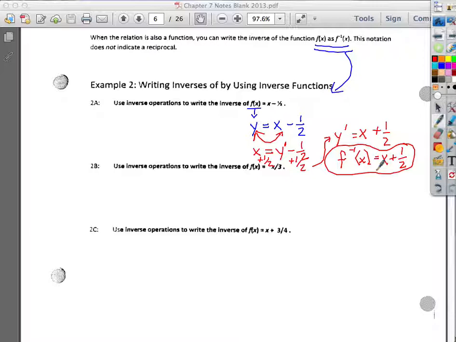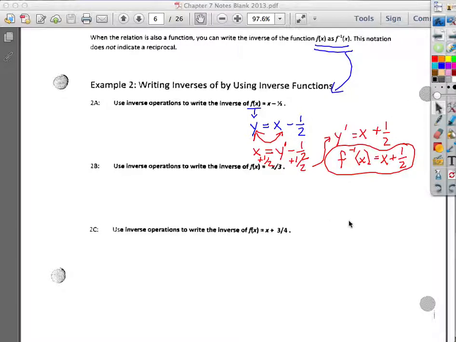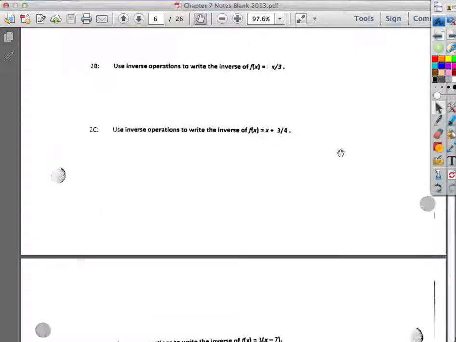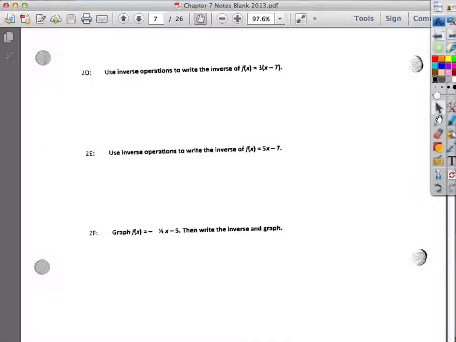Okay, flip the page. 2D. We're skipping 2B. Go to 2D. Same directions, let's just change it up ever so slightly. We are going to use inverse operations to write the inverse of this function. Once again, same idea. What is f of x equivalent to? y.